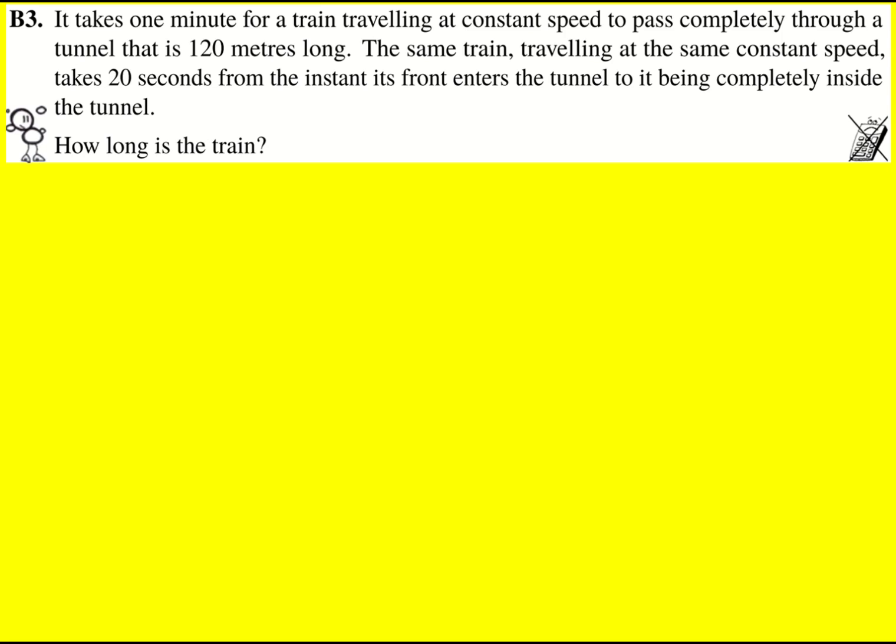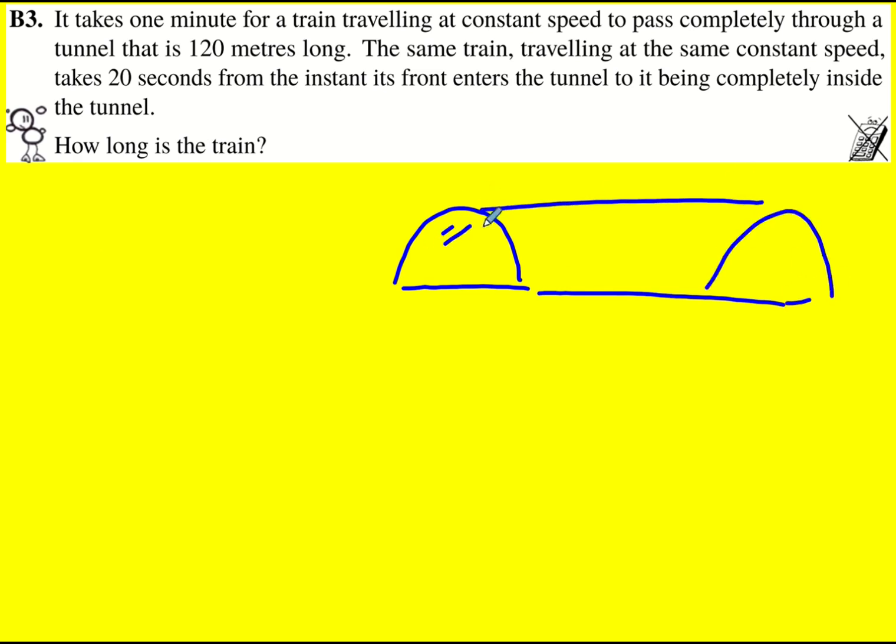I'm going to go through this question in two different ways. First of all, we've got a tunnel, and here's a little sketch of the tunnel. Okay, so going in and coming out. And then the train is here.